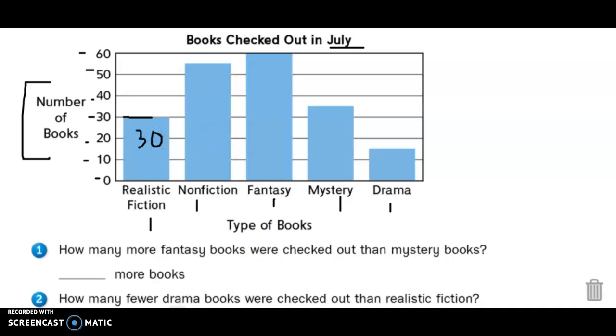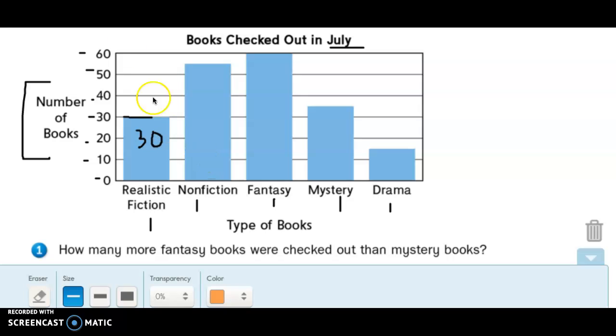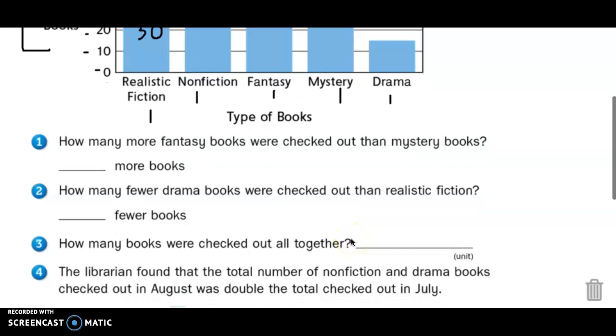Oh, but oh my goodness, look at nonfiction. So there was 30 realistic fiction, now we're at nonfiction. It is directly between 50 and 60. How am I ever going to know how many books there are for nonfiction? Well, if it is halfway, third grade. What is halfway between 50 and 60? Write your answer in the bar. Then keep doing that for the rest of them. That will help you with your questions down below.